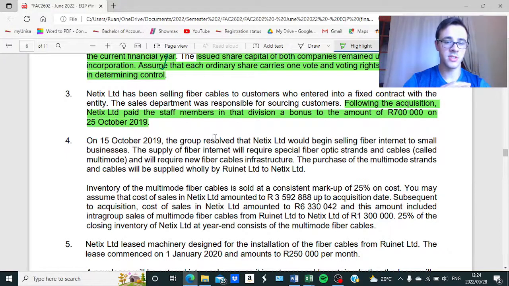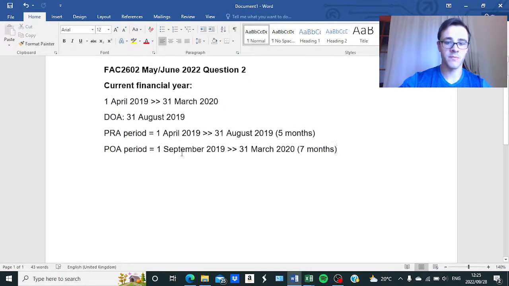Okay, what is the importance of this transaction? As you can see, the 25th of October 2019 falls in the post-acquisition period. Okay, it falls between the 1st of September and the 31st of March.